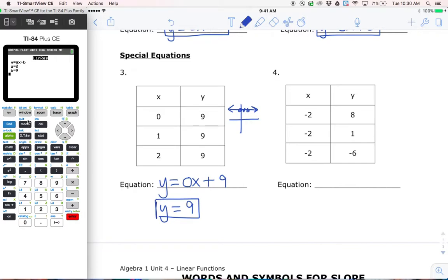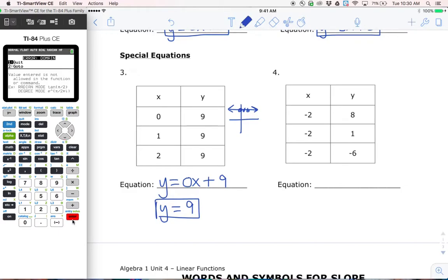Let's take a look then at number 4. Let's see here for number 4, sorry. All right, in number 4, we're going to put in our calculator. So stat, edit. All right, so all my x's are, let's see, -2, and -2, and -2. And then my y's this time are, clear this out. All my y's are, let's see, we got 8, we got 1, and we got -6. All right, we did stat edit. Now we're going to go to stat calc. So stat over to calc, same as number 4, right? Linear regression.